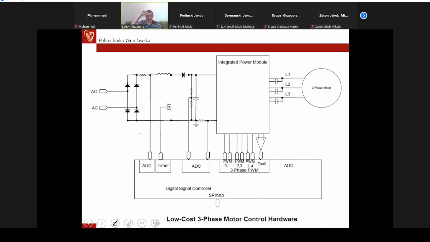Then another standard subject for DSC controllers today: the control of three-phase motors, very popular motors today. The so-called brushless motors, because they can be very effective in terms of torque and efficiency, and besides, they are small and light.